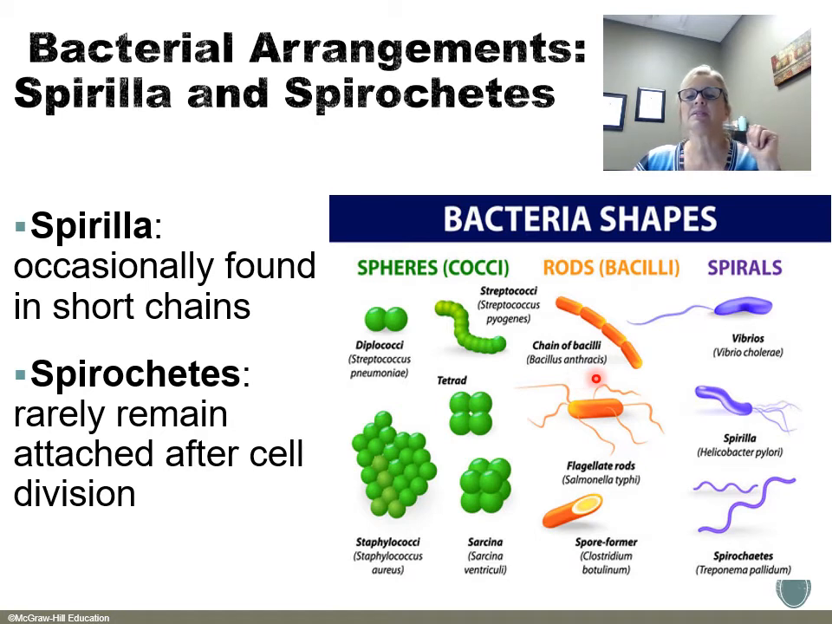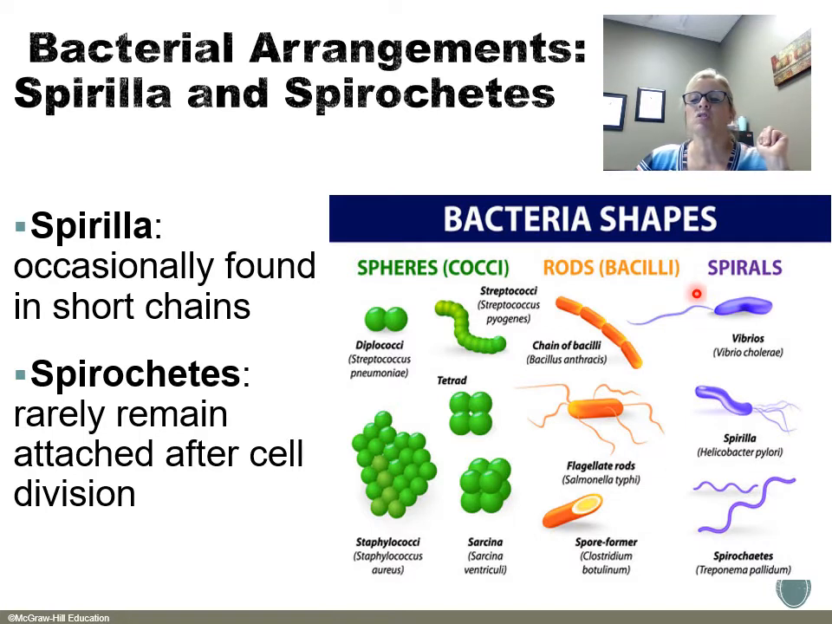And so here's our bacilli, and here's a streptobacilli. This would be Bacillus anthracis, which is the bacterium that causes anthrax. And then here's a flagellate rod, which means it's a bacillus. This is Salmonella typhi, and you can see it has multiple flagella here, and we're going to look at the names of the flagella. And then here's another one down here. This is Clostridium botulinum. This is the bacteria that causes botulism.